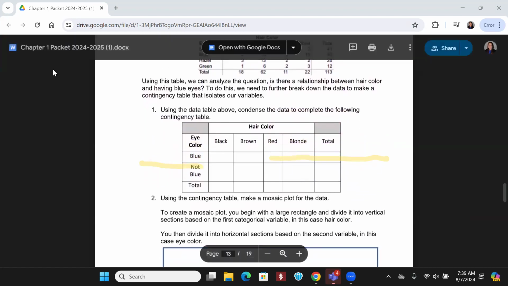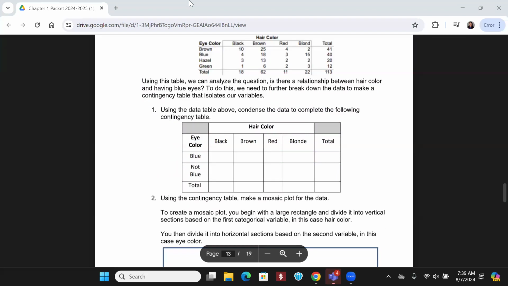All right, so we got 4. How many had brown hair but blue eyes? Okay. How many had red hair but blue eyes? 3. How many had blonde but blue? And then how many is that in total?